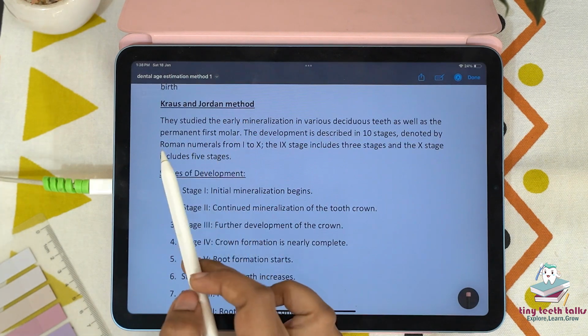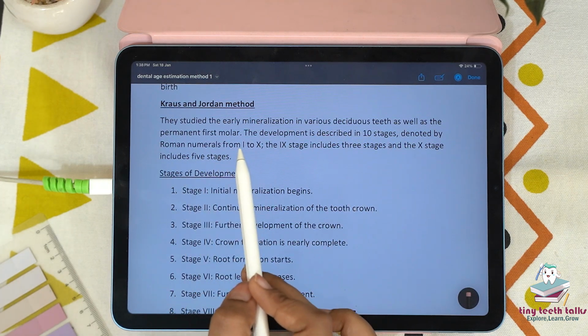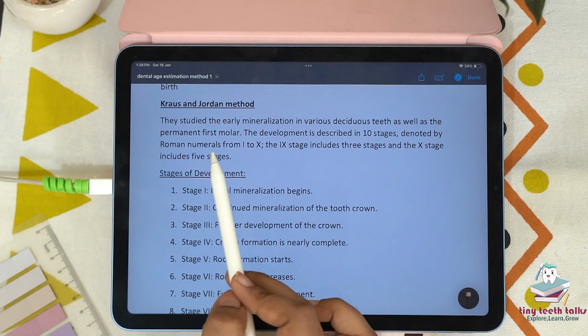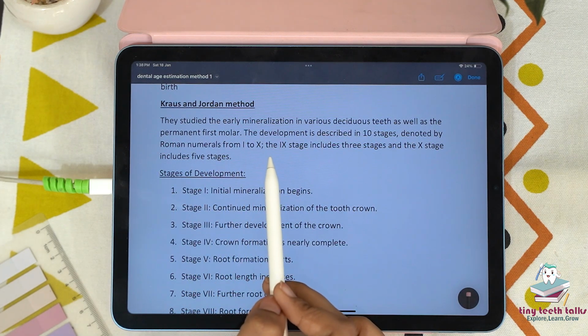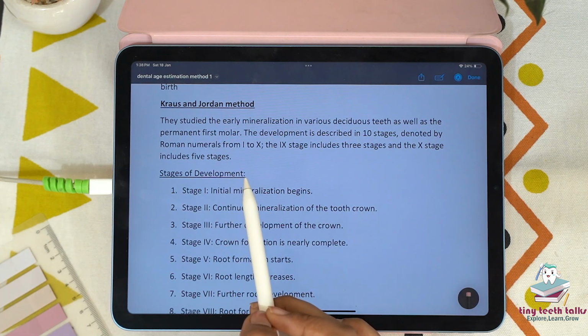Cross and Jordan method. They studied the early mineralization in various deciduous teeth as well as the permanent first molar. The development is described in 10 stages denoted by Roman numerals from 1 to 10, and stage 9 includes 3 substages and stage 10 includes 5 substages.